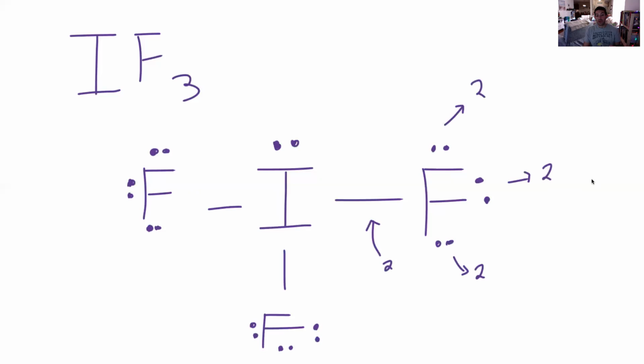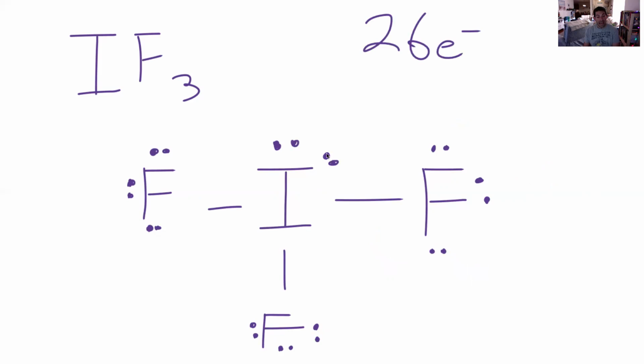When we go to recount, remember, our bonds are 2 electrons, our lone pairs are 2. If we think of just a single fluorine, it has 8 electrons around it. So 8 around all 3 fluorines gets us to 24 electrons, plus the lone pair on iodine, we end up with 26 valence electrons. But we had 28 to work with. So we're going to add an extra lone pair on the central atom. We're just going to stick it on there.